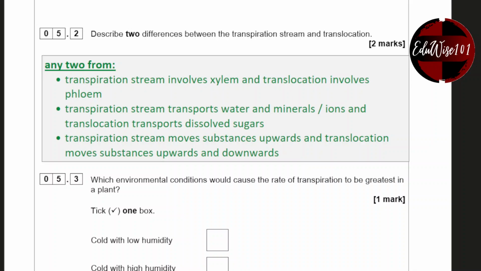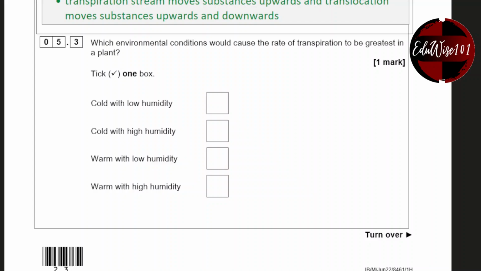Which environmental conditions would cause the rate of transpiration to be greatest in a plant? Now, that would not be cold conditions. Transpiration is actually low, so it's not the first two. Warm conditions, yes, and low humidity or high humidity, it's actually low humidity, so it is number 3.